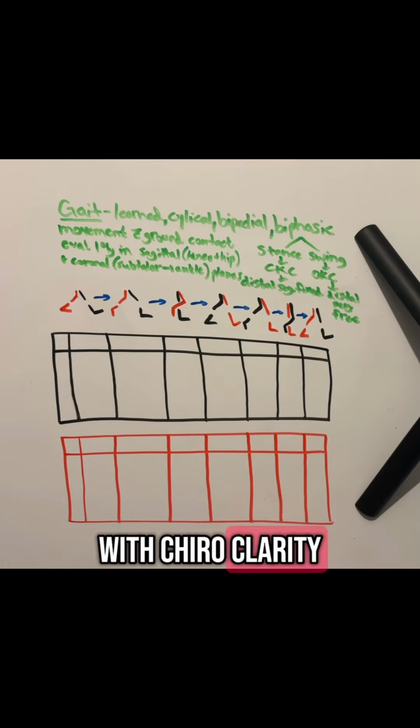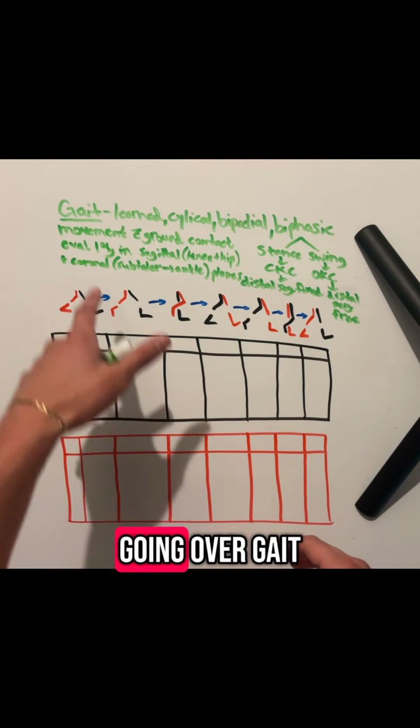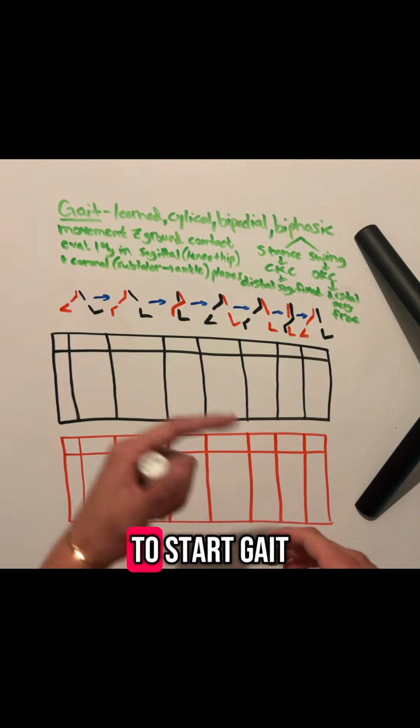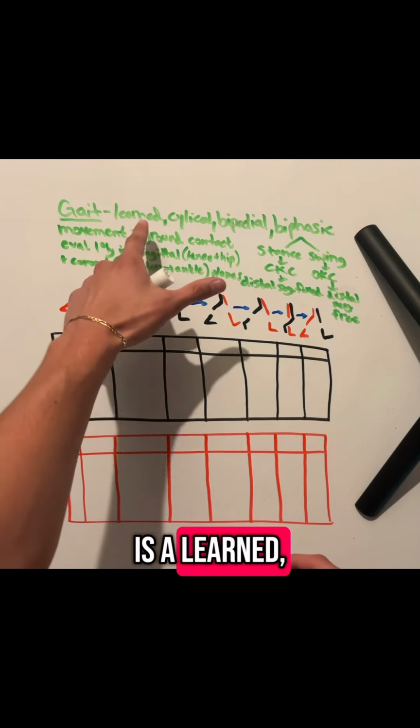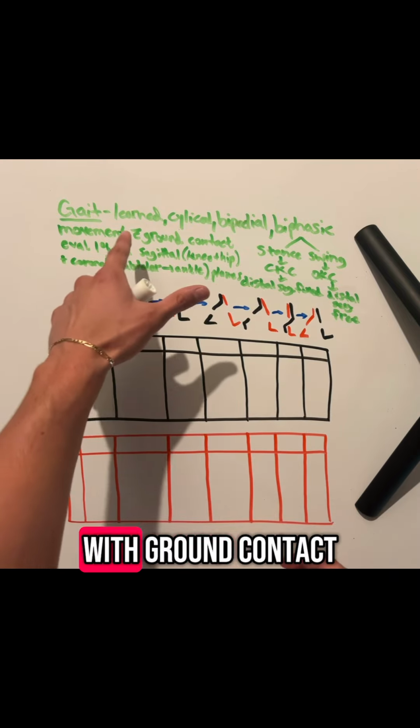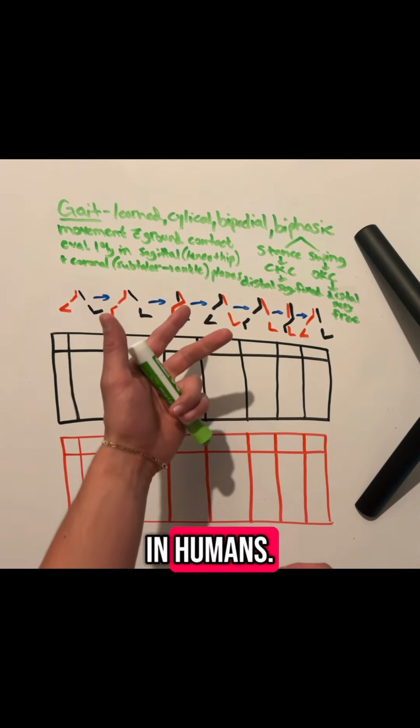This is Jeremy with Clarity, and in this video, we'll be going over gait and the phases involved with it. To start, gait is a learned, cyclical, bipedal, biphasic movement pattern with ground contact in humans.